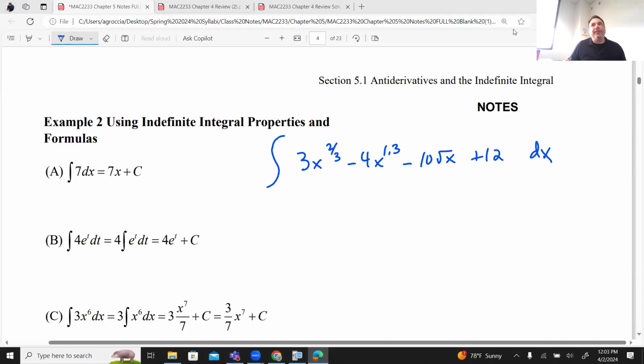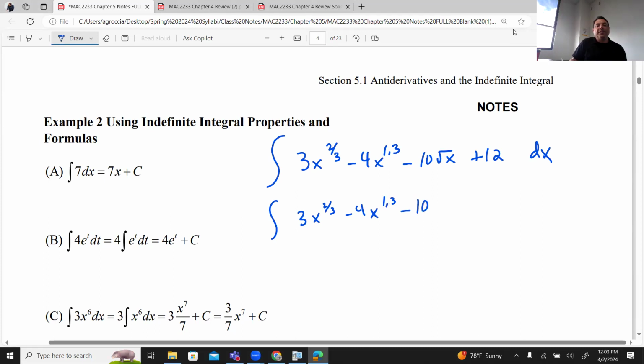So just like when we did derivatives, if it helps to rewrite it first, I totally would. So I would rewrite this integral: 3x to the 2/3 minus 4x to the 1/3, and instead of square root of x, I'm going to put 10 what? x to the 1/2, right? Plus 12 dx. Now remember, the integral and the dx go together. Once you take the integral, they both drop off. So it's always a good idea to rewrite it first.